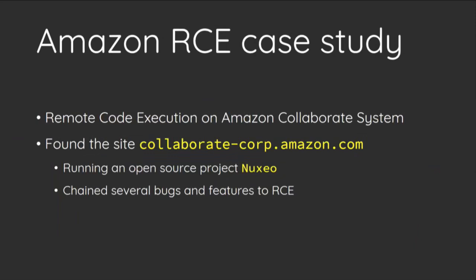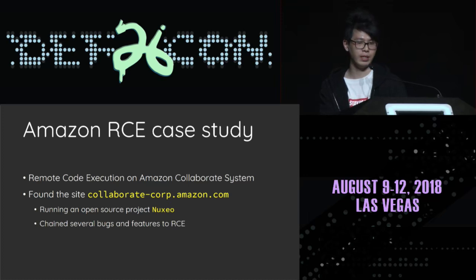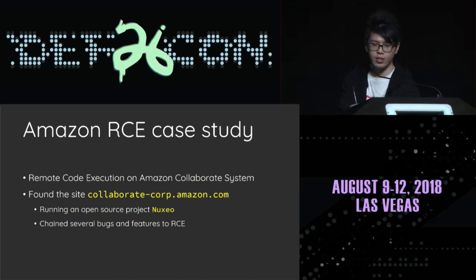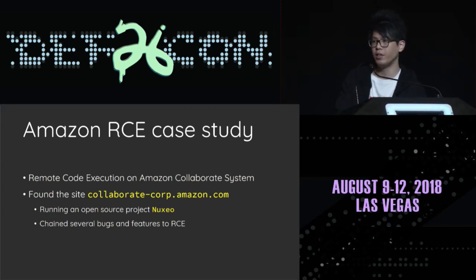The last is our Amazon cache. While searching for targets, we found a special domain. From the name, it seems to be a collaboration system for internal purposes. And from the copyright, we know this system was built from an open source project, Nuxeo. Nuxeo is a content management system for business applications. It's written in Java. But at that time, I just wanted to improve my Java auditing skills, so I started to review the code.